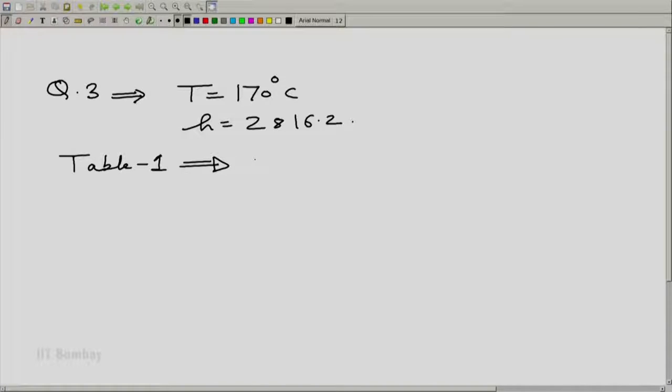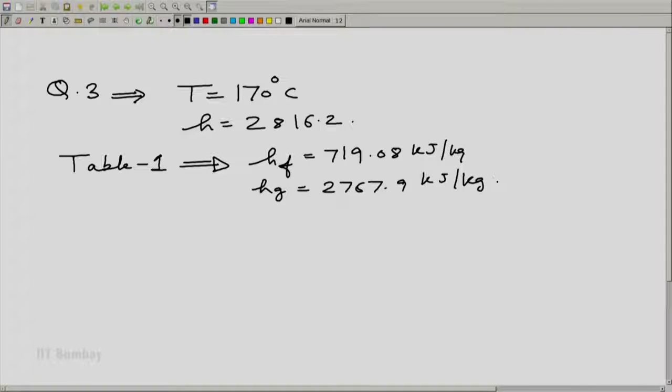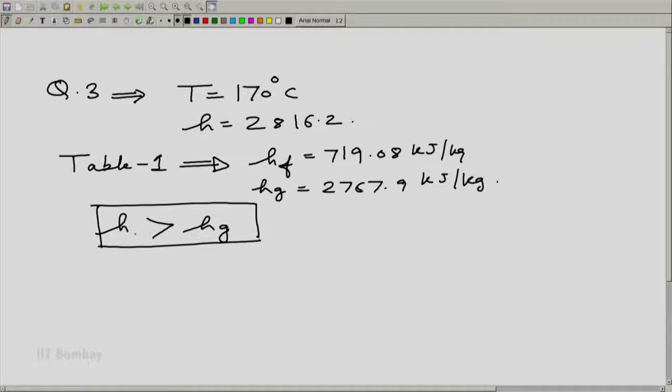We have just found from table 1 at T equal to 170 degree centigrade, HF is equal to 719.08 kilojoule per kg and Hg is equal to 2767.9 kilojoule per kg. It means that H given is more than Hg, because H given is 2816.2 while Hg is 2767, it means that we are in superheated zone. So having established that we are in superheated zone, we should now go to table number 3.